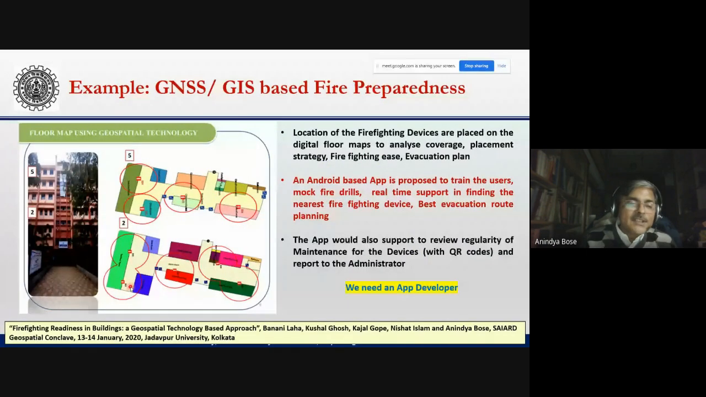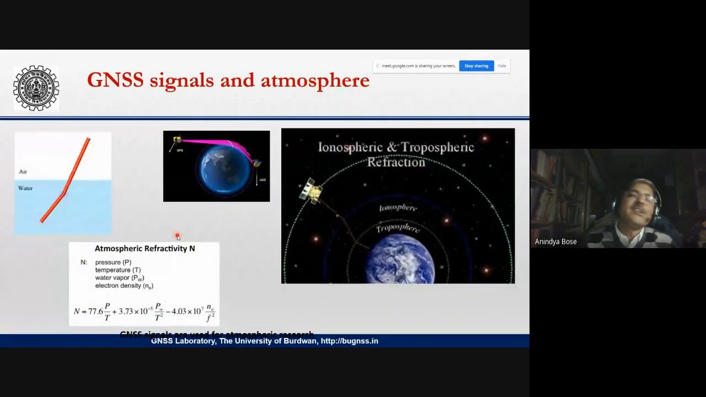So another example, this is a case study we made in our university, GNSS GIS based fire preparedness. We studied the whole thing. A geospatial student, she developed this paper, on how the fire preparedness of a public building or a private building can be studied using GNSS. So she came up with the idea.